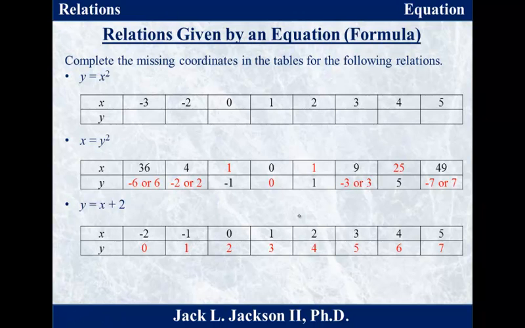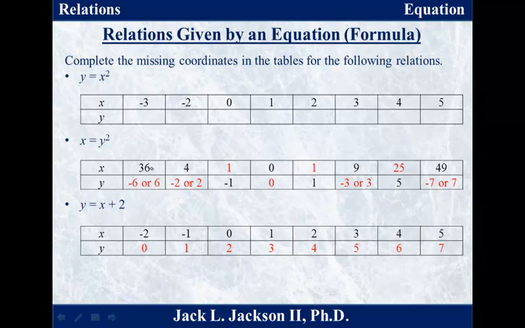Okay, I have this. For some reason I don't have the first one finished there, so let's go ahead and do this one out loud here. Negative 3 squared is 9, so this should be 9. This is 4, 0, 1, 4, 9, 16, and 25. Okay?